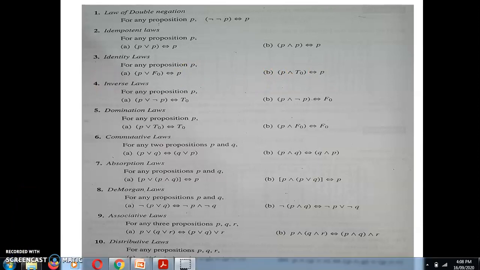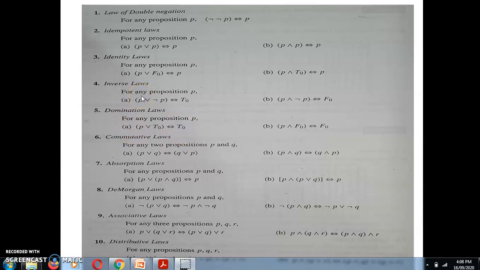Inverse law. Suppose for any proposition p, p or inverse p is always T naught. T naught means it's a tautology, so it is always a tautology. So whenever you come across an AND, the possibility of contradiction will be more. And in case of the OR operation, the possibility of tautology is more. So that thing you have to remember.